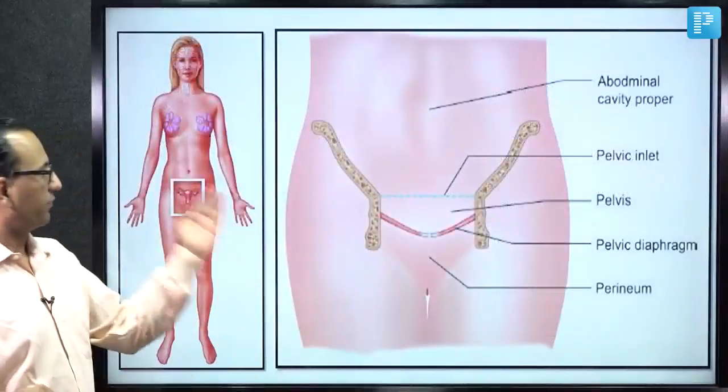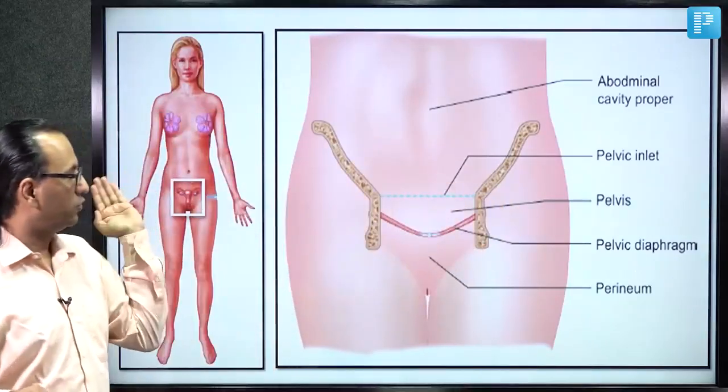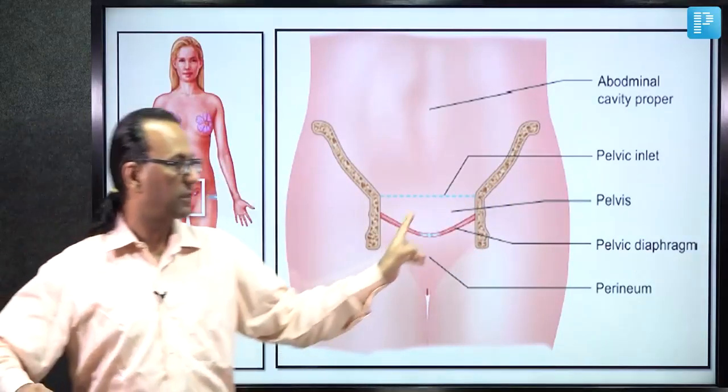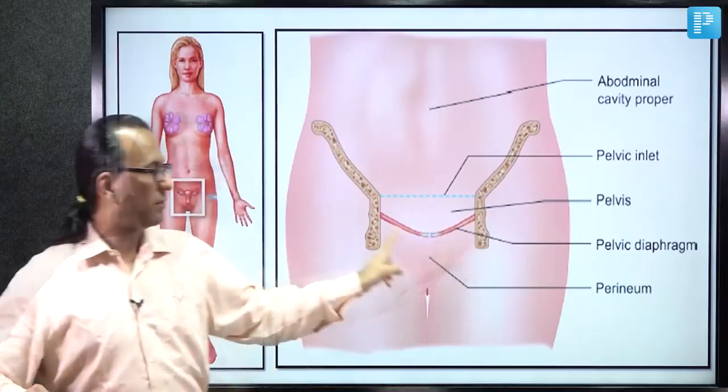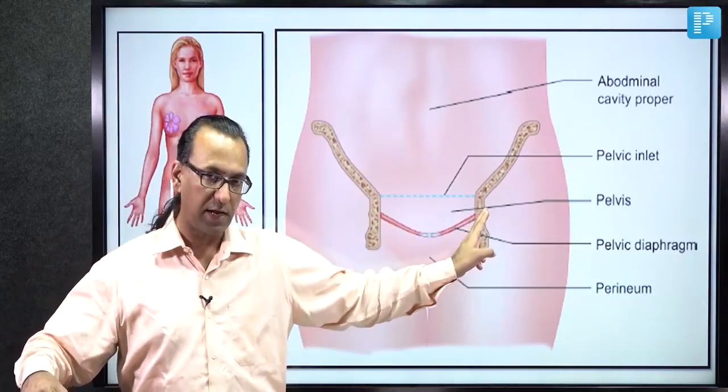Here we are looking at the front view of a female taken as a coronal section to show the two regions which are called the pelvis and the perineum. The boundary line between the two is the pelvic diaphragm, chiefly constituted by levator ani muscle there.